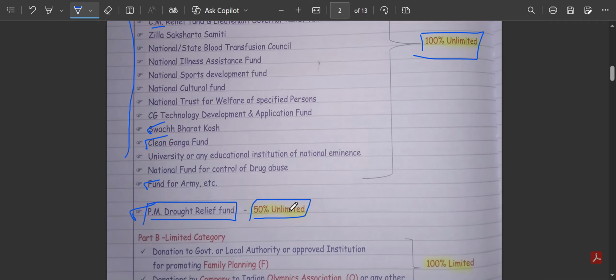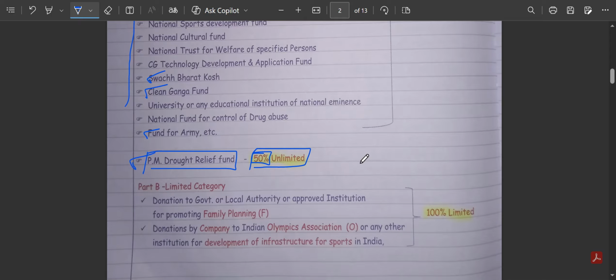Then there is one fund, which is the PM Drought Relief Fund. For this we'll again get unlimited deduction, but only 50%. It means if we donate 10 lakh rupees, we'll get a deduction of 5 lakh rupees.